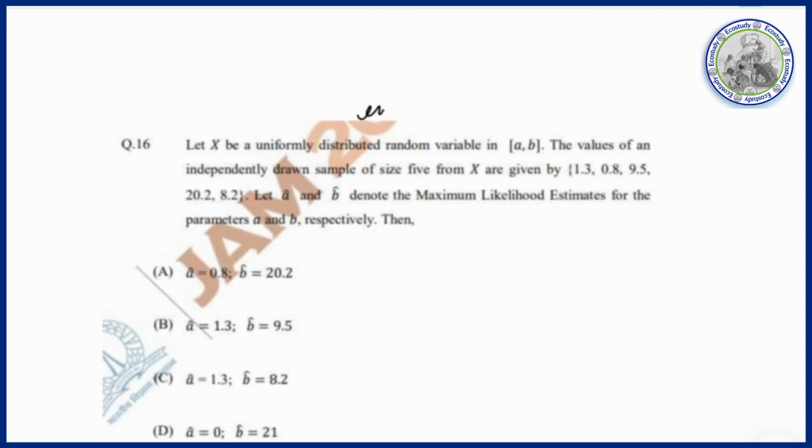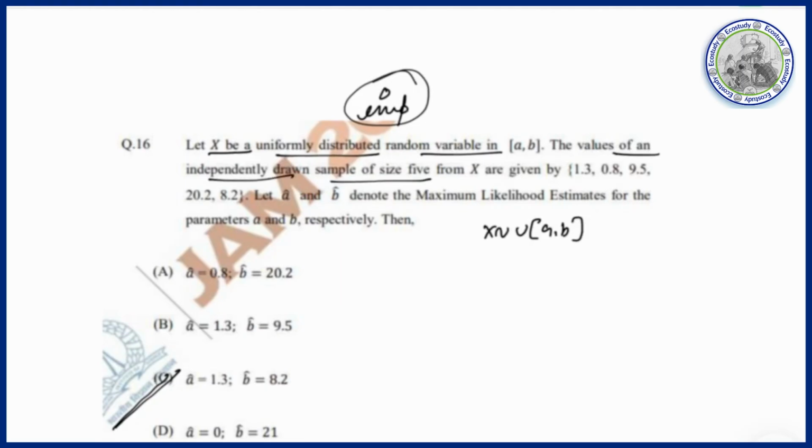Yeah, this is a very important question. You will learn a new concept here. See, it is IIT Bangalore, so IIT Bangalore will always ask a very good question. What is asked? X is a uniformly distributed random variable with parameters a and b. An independent random sample of size 5 drawn from X gives the values 1.3, 0.8, 9.5, 20.2 and 8.2. A hat and B hat denote the maximum likelihood estimates of the parameters A and B. Then A will be... First of all, I will let you know how you can calculate the MLE for the uniform distribution. So let's start.